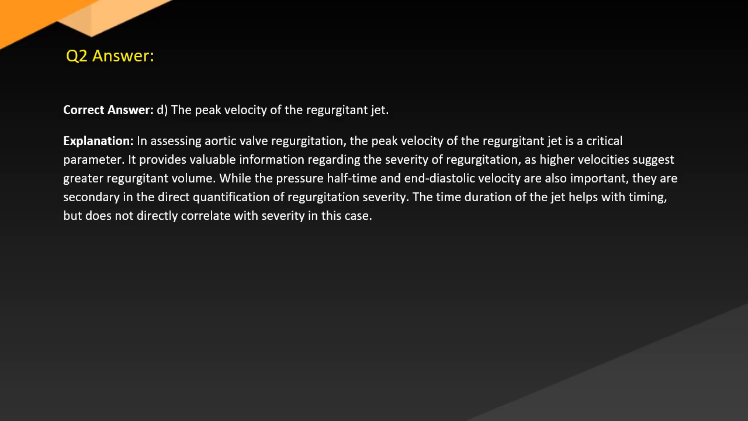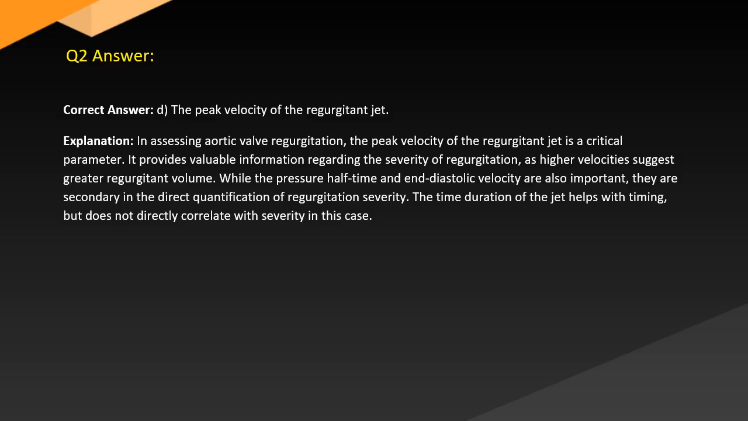Answer. Correct answer: D. The peak velocity of the regurgitant jet. Explanation. In assessing aortic valve regurgitation, the peak velocity of the regurgitant jet is a critical parameter. It provides valuable information regarding the severity of regurgitation, as higher velocities suggest greater regurgitant volume.